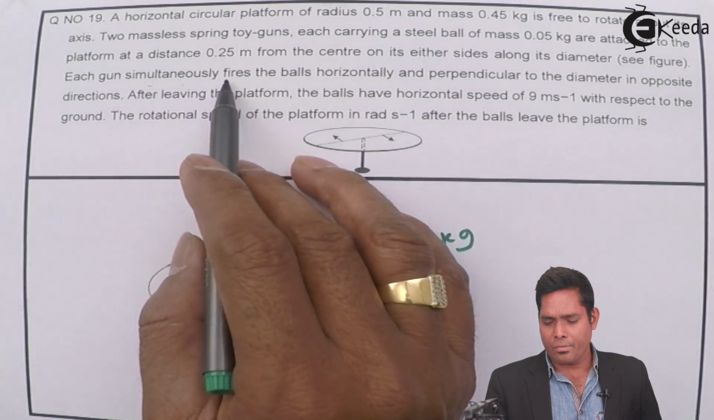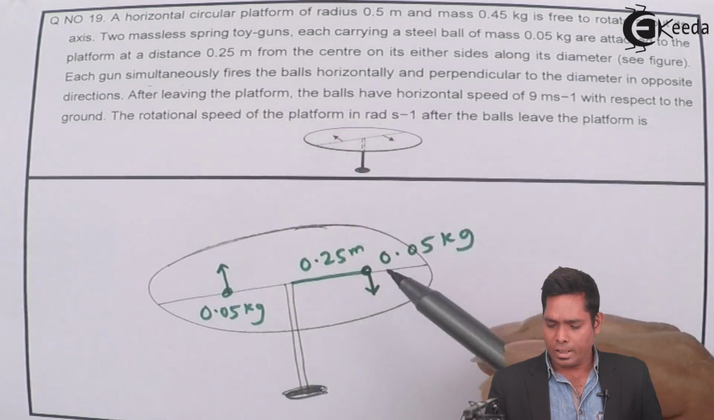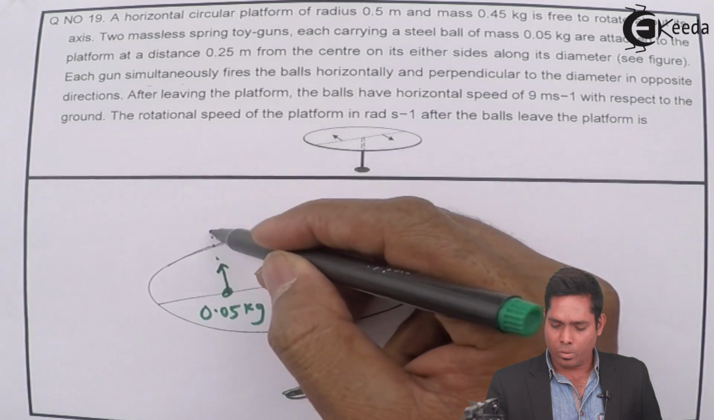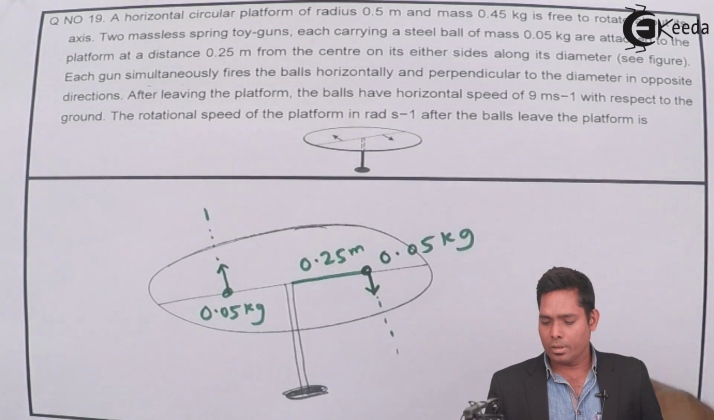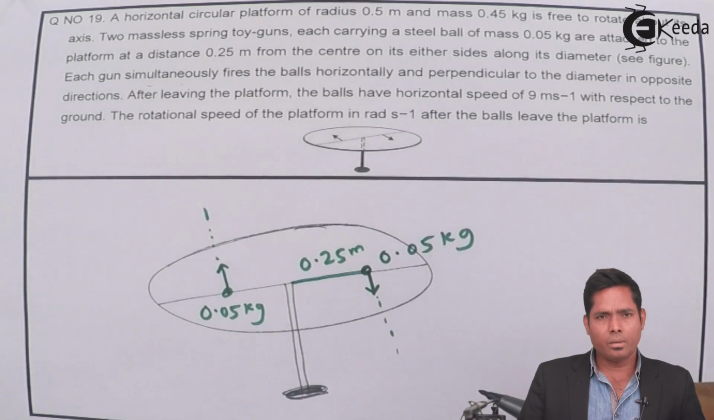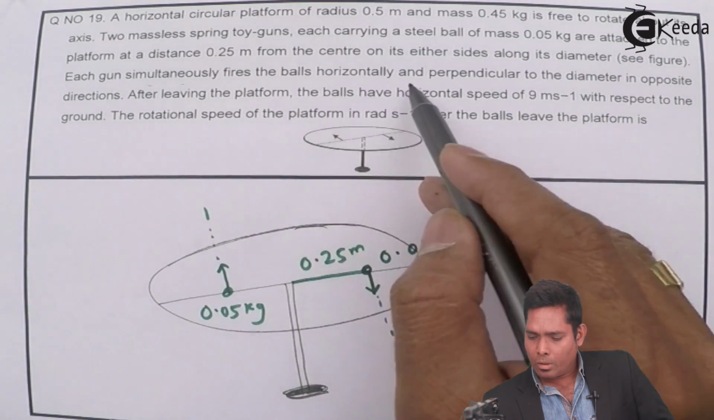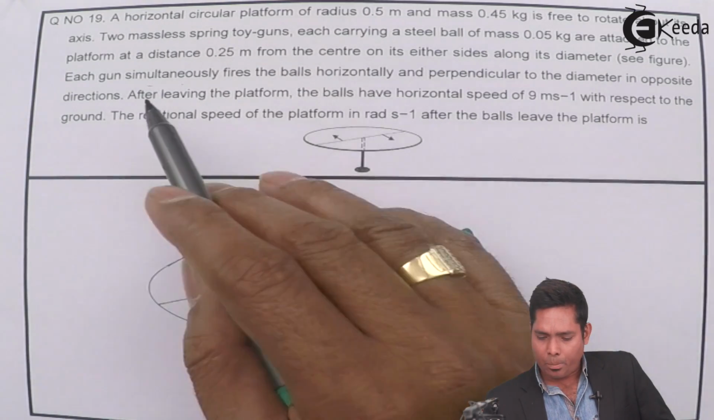Each gun simultaneously fires the ball horizontally. So it fires in this direction and this fires in this direction. The balls will go like this with a certain speed, perpendicular to the diameter in opposite directions.